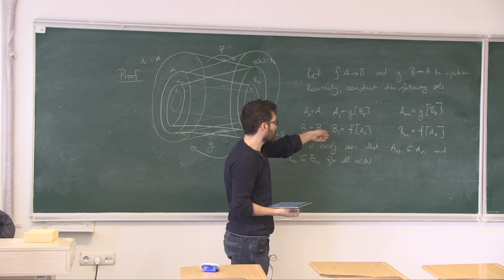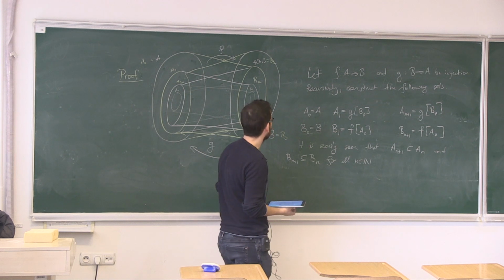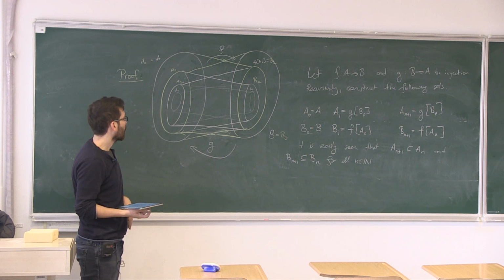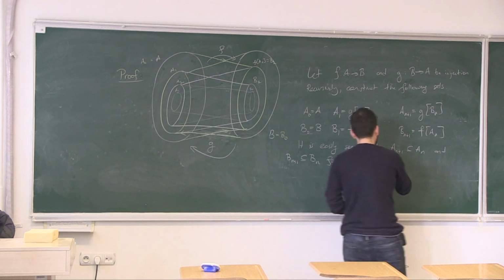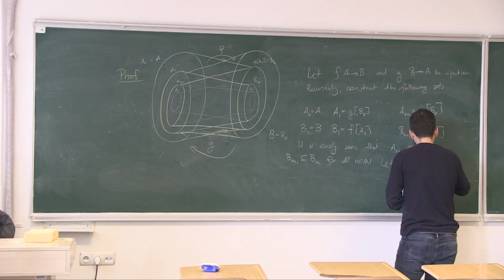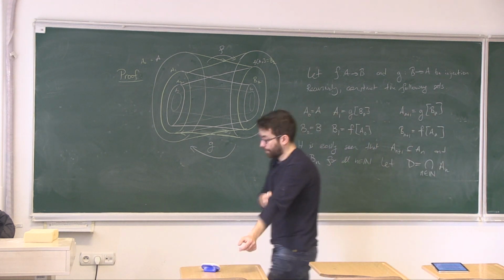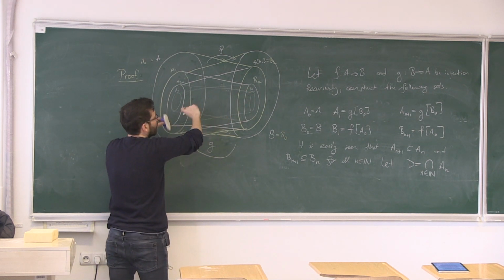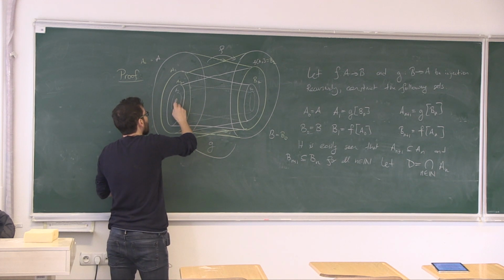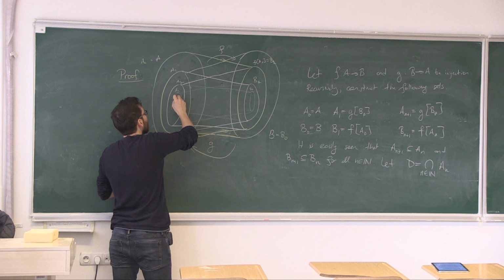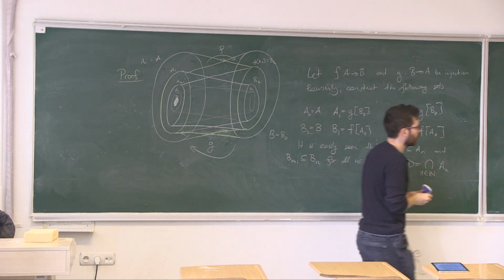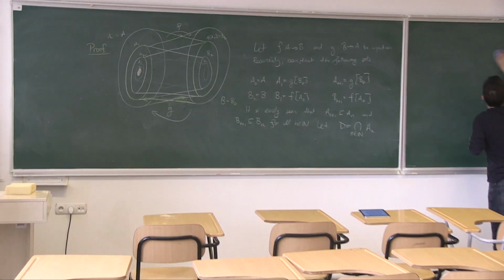Assume that this holds up to some n, then it's going to hold for the next n. And it's actually clear on the picture, right? Okay. Now, let D be the intersection of all these A_n's. I go here, I come back, I go there, I come back, and so on. Let's say I take the intersection of all these guys. This may be empty. It may not be empty. I don't know. Let's call that intersection D.